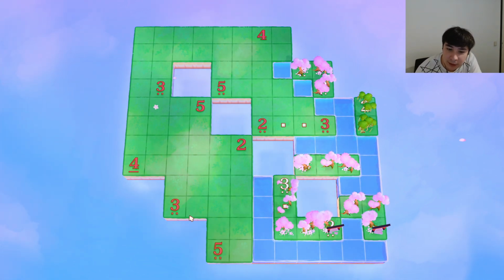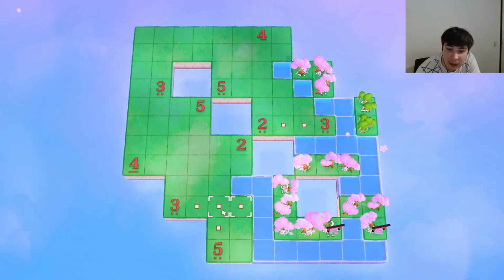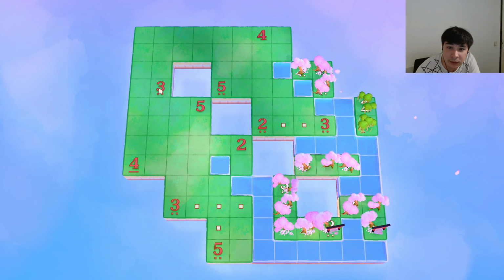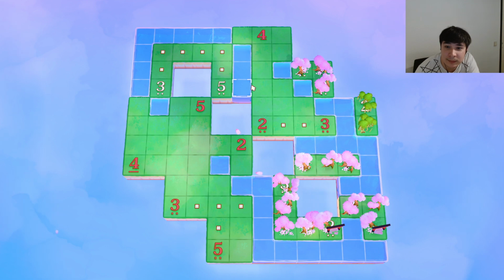I think the 5 here has to connect to the 3, but it has to do so while hugging the wall. So this bit of water is going to go out. This 2 is going to flip-flop. And now the only other paired clues are this 3 and this 5. They have to pair up, and this is the only way to do so within 8 cells.